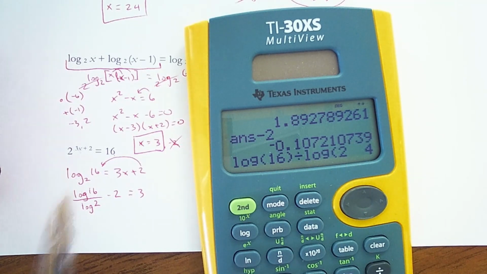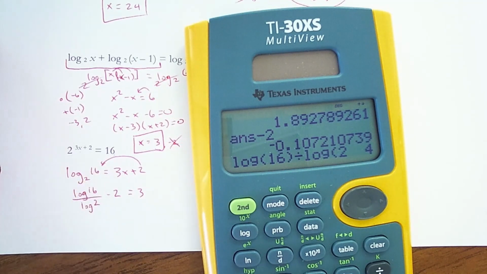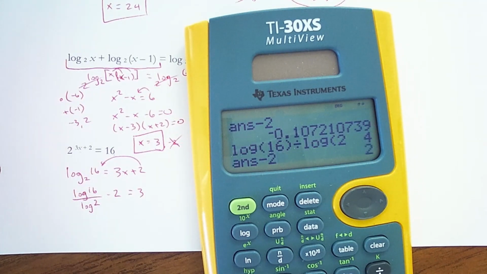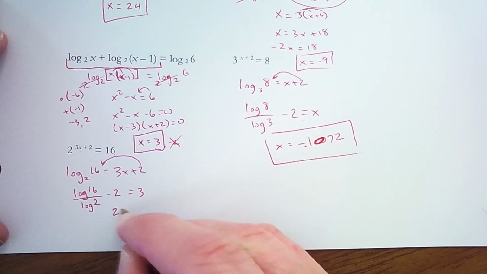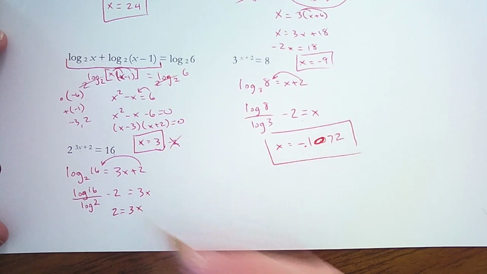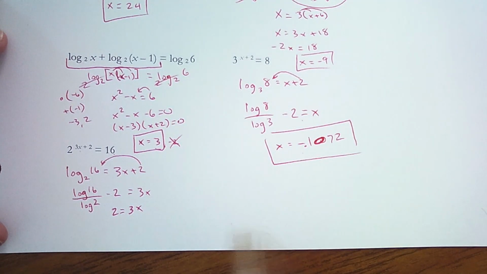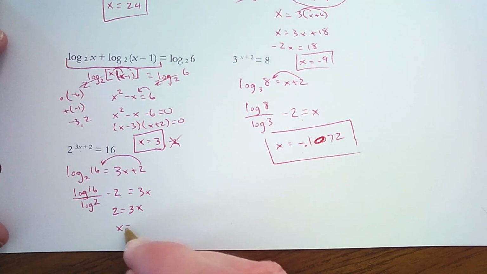is 4. And that makes sense because 2 to the 4th power makes 16. And then minus 2 is 2. So we get 2 equals 3x. And then we're going to divide both sides by 3, so we get x equals 2/3.